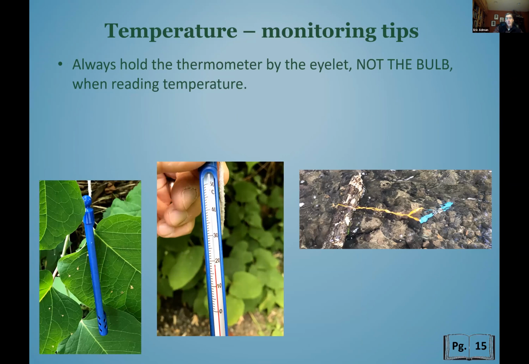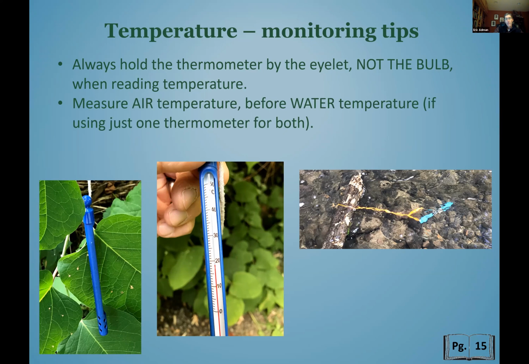In terms of the practice, we just use this armored thermometer. It's just an alcohol-based thermometer. So a couple of general principles: you want to hold it by the eyelet, which is where that string goes through it, not the bulb, when you're reading the temperature, because if your fingers are on the bottom part, which we call the bulb, then you could affect the temperature. And if you're just using one thermometer, we recommend you measure air, then water, just so you don't get any effect of evaporative cooling.